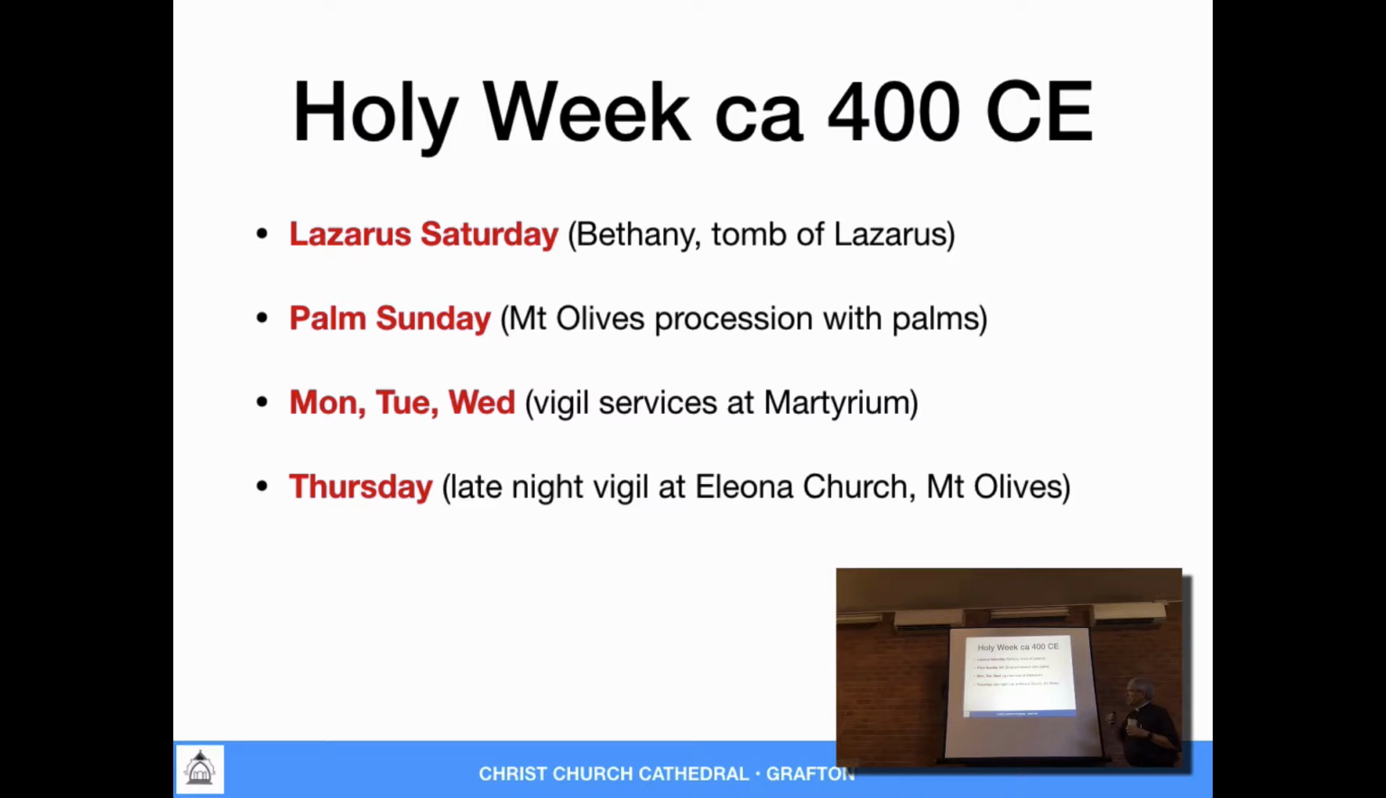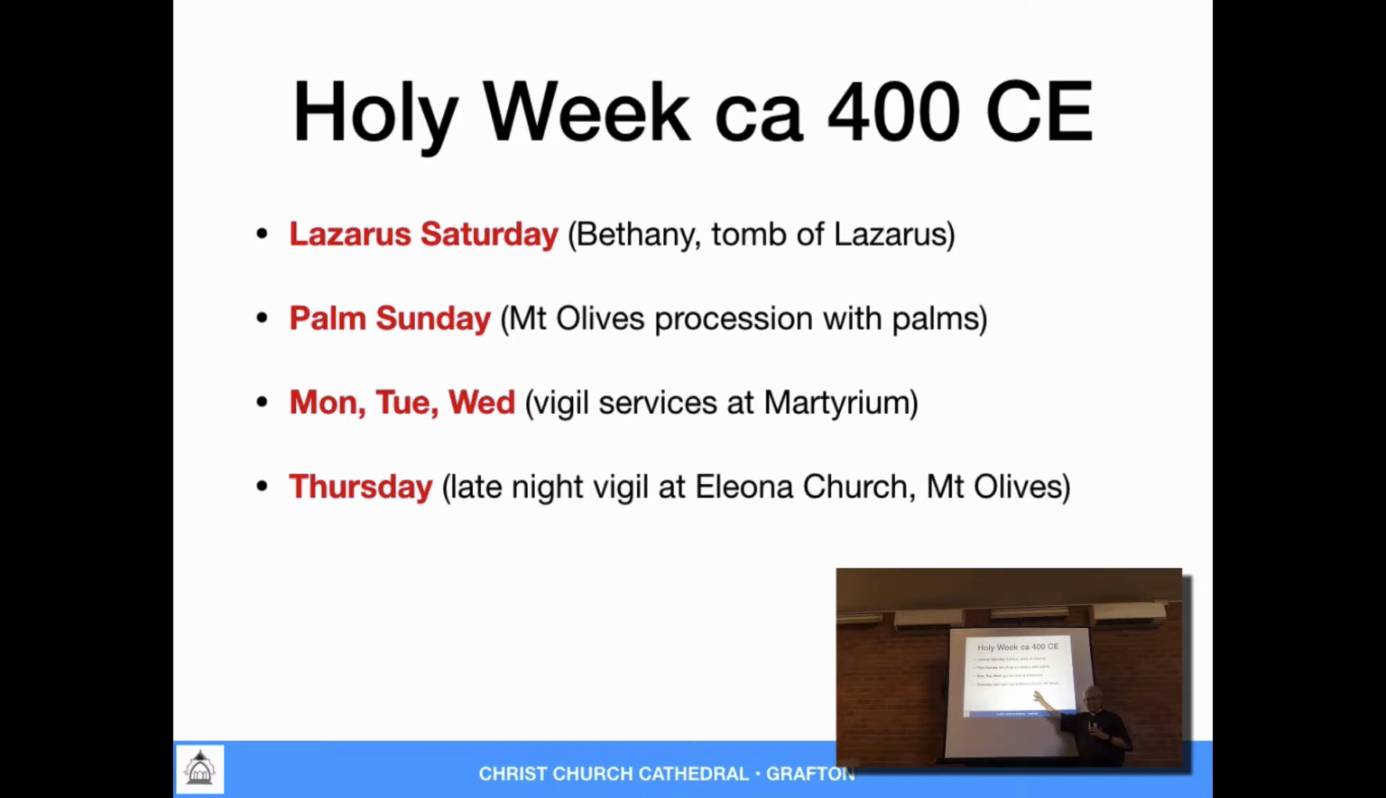Late on Thursday there's a vigil at the Eleona Church. Now the Eleona Church has been destroyed and rebuilt. It's now called the Paternoster Church. But the Eleona Church, and that's a Greek word meaning olives, so it's a church on the Mount of Olives in the Garden of Gethsemane.